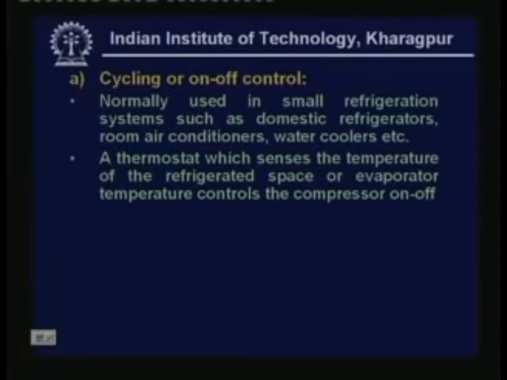That means there are periods during which the compressor is running, and there are periods during which the compressor doesn't run. This typically happens in small systems such as room air conditioners, water coolers, and domestic refrigerators. And how is this done? Normally this is done by using a thermostat which senses the temperature of the refrigerated space or evaporator temperature, and in turn controls the compressor on off. Again you must have noticed in domestic refrigerators and air conditioners a thermostat is used, and using the thermostat you can set the temperature inside the refrigerator space or inside the air conditioned space.